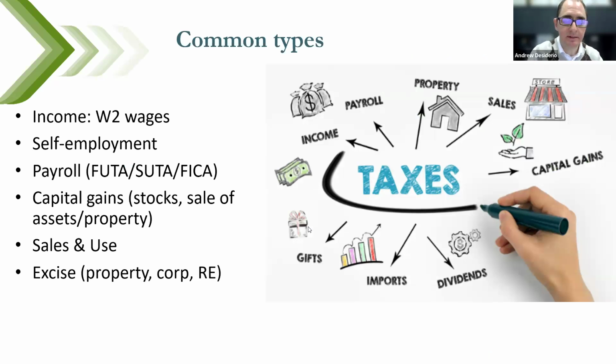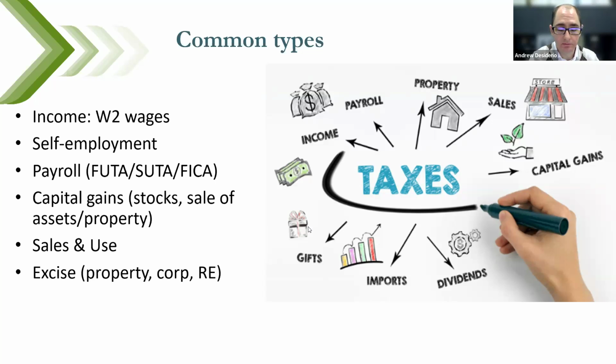Common types of taxes that you would come across as a new or beginning small farmer. The most popular one is income from W-2, your wages that you work either off the farm or on the farm. If you're working for another farmer, I would suspect a W-2. If you're not working for somebody else and you're working by yourself, that's self-employment income.